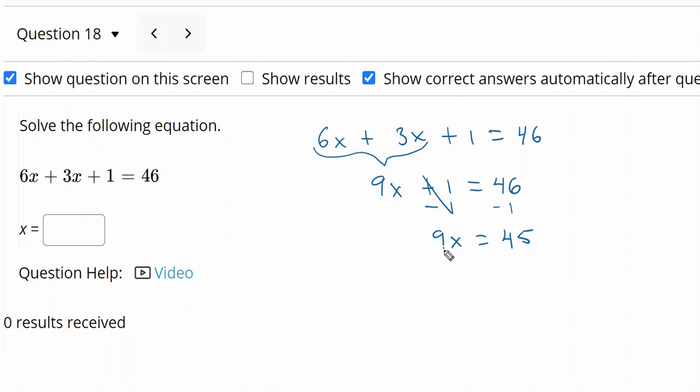Okay, so then very last step, just get rid of that 9 that we are multiplying by. So we're going to do the opposite, right? The inverse will divide by 9 on both sides. So x is equal to 5. Okay, let's move on to the next one.